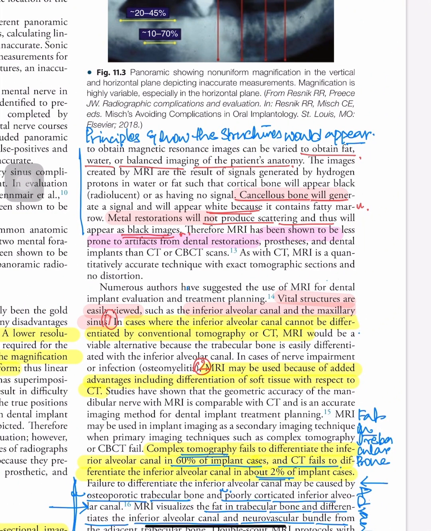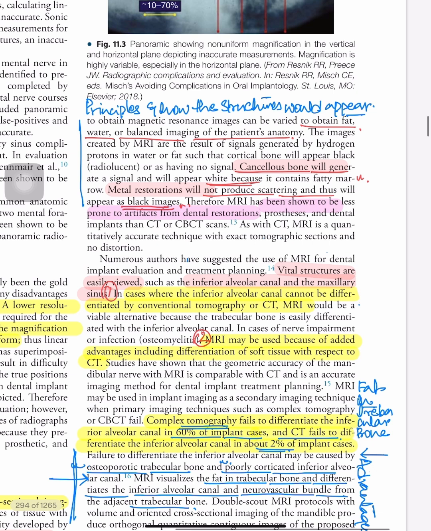So, how are other structures going to appear on the MRI? The cancellous bone will generally appear radiopaque or white because it contains fatty marrow. Metal restoration will not produce any scattering and thus will appear as black images. Therefore, MRI has been shown to be less prone to artifacts from dental restoration. So this is quite important when we talk about MRI.